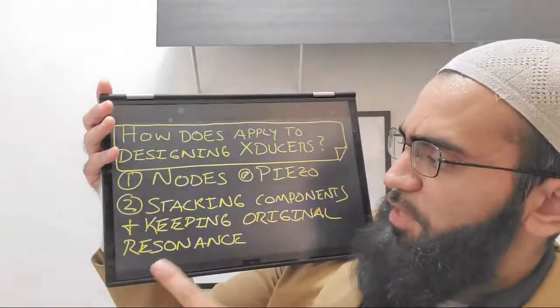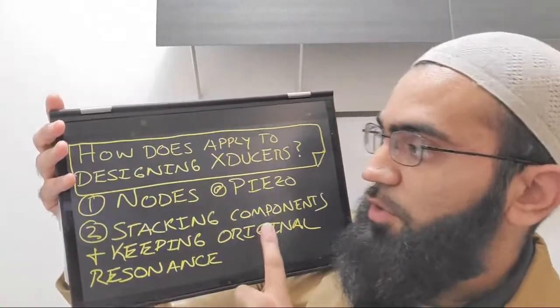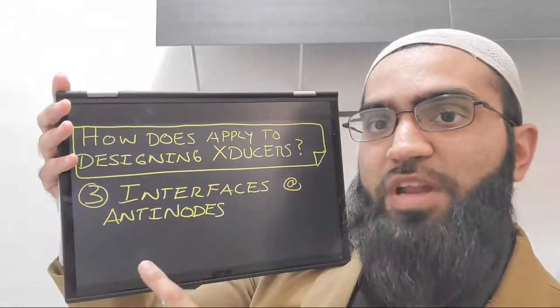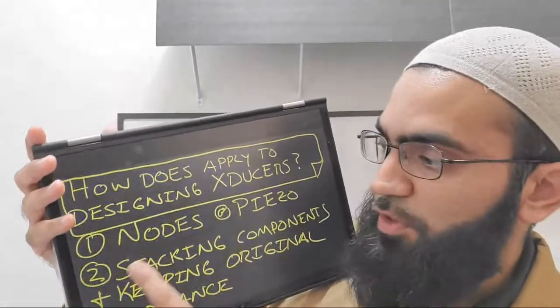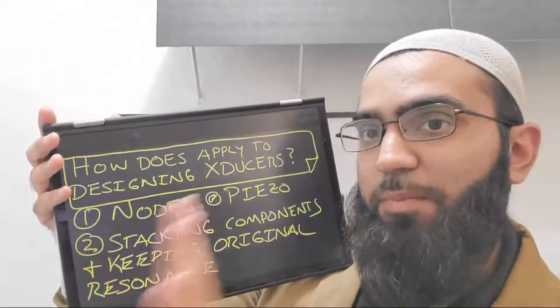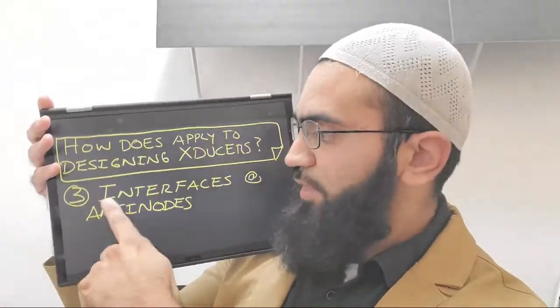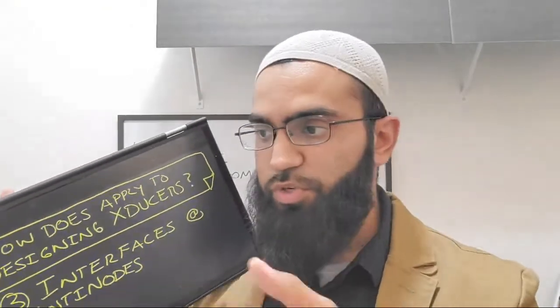So basically, you can stack components if you know the wavelengths. Also, we want to put interfaces, as I mentioned, at antinodes. So the first one was to put the nodes at the piezo. The second was we can stack components together. We'll know how we can conserve our resonant frequency and thus optimize our transducer. And then you'll have different tools of different lengths to be able to understand how long we need to make it and which tool will fit where.